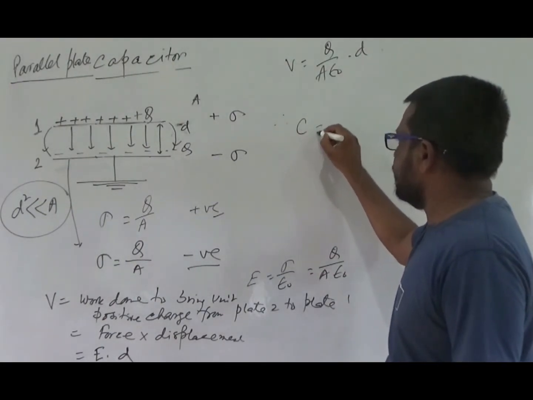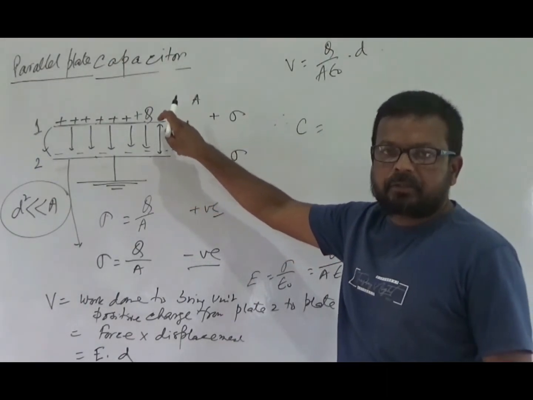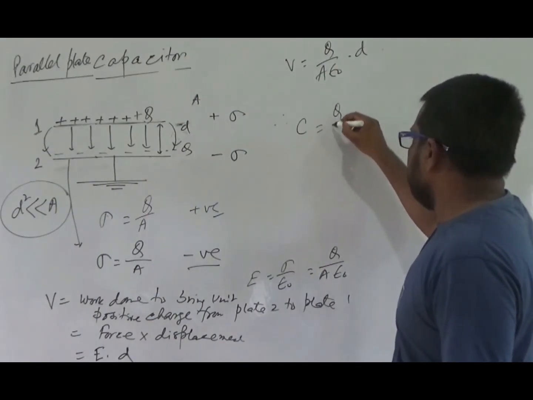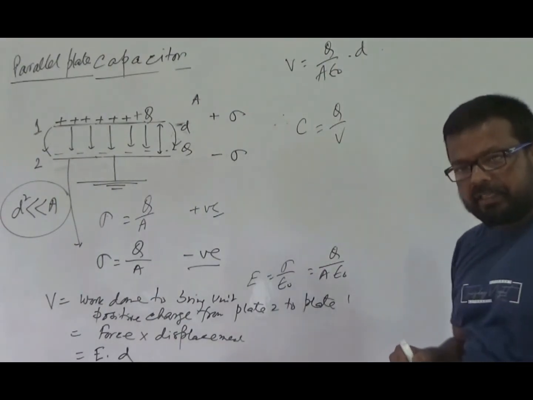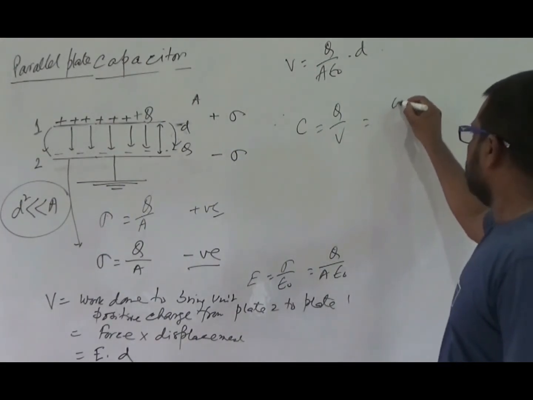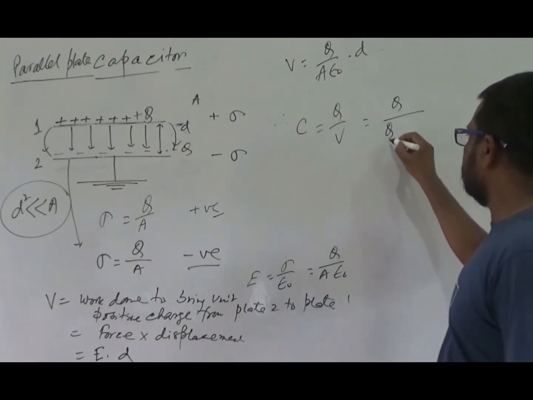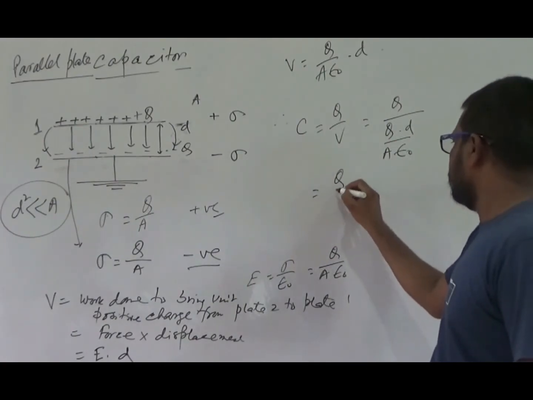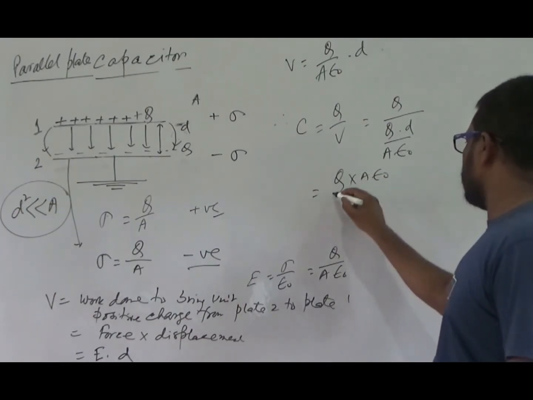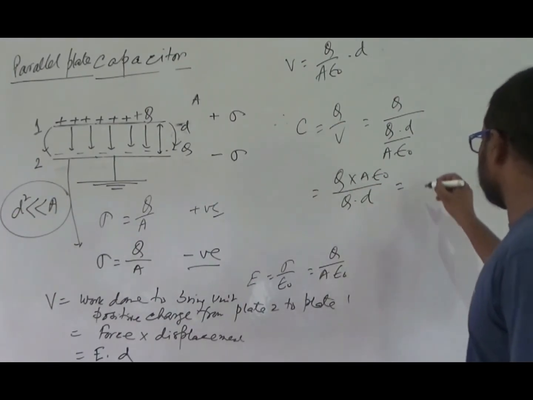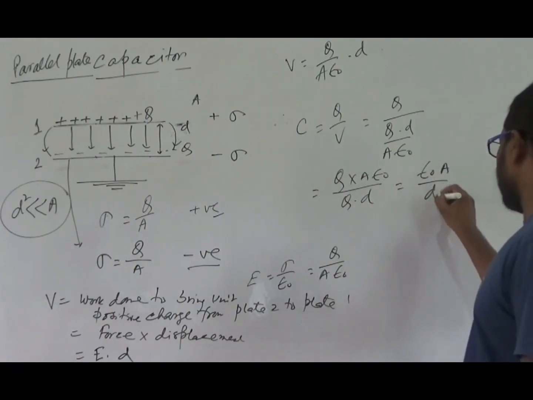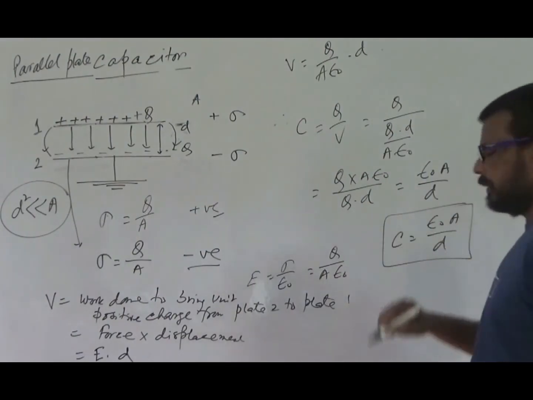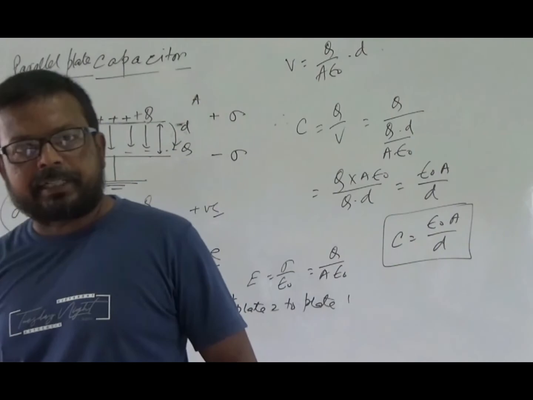Now the capacitance of this capacitor, that is the capacitance of a parallel plate capacitor, is C equal to Q by V. Now what is V? V is Q into d divided by A into epsilon naught. That means Q into A epsilon naught divided by Q into d, which equals epsilon naught A divided by d. C equals epsilon naught A divided by d is the capacitance of a parallel plate capacitor.